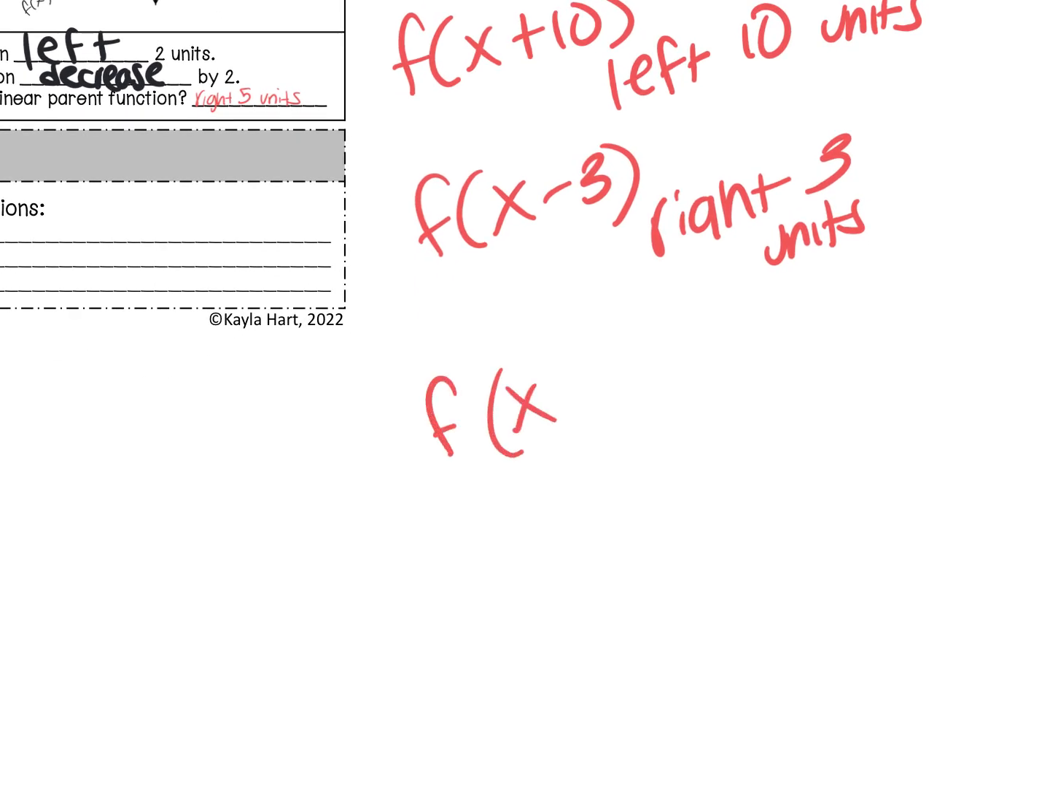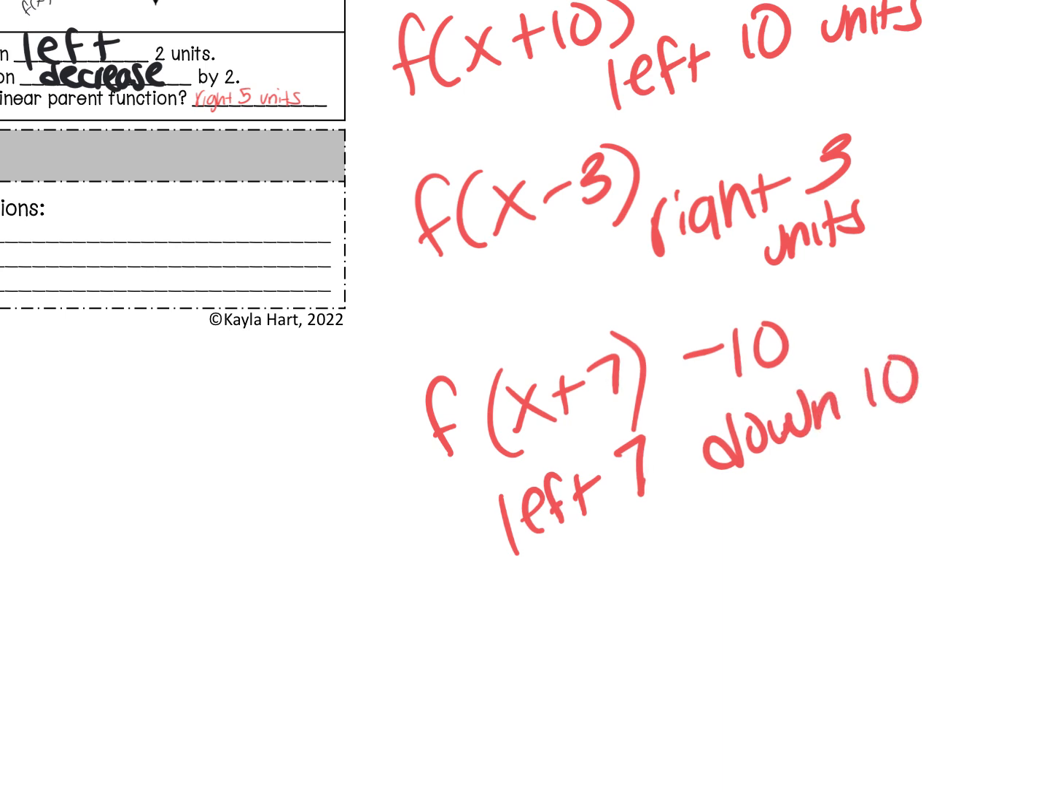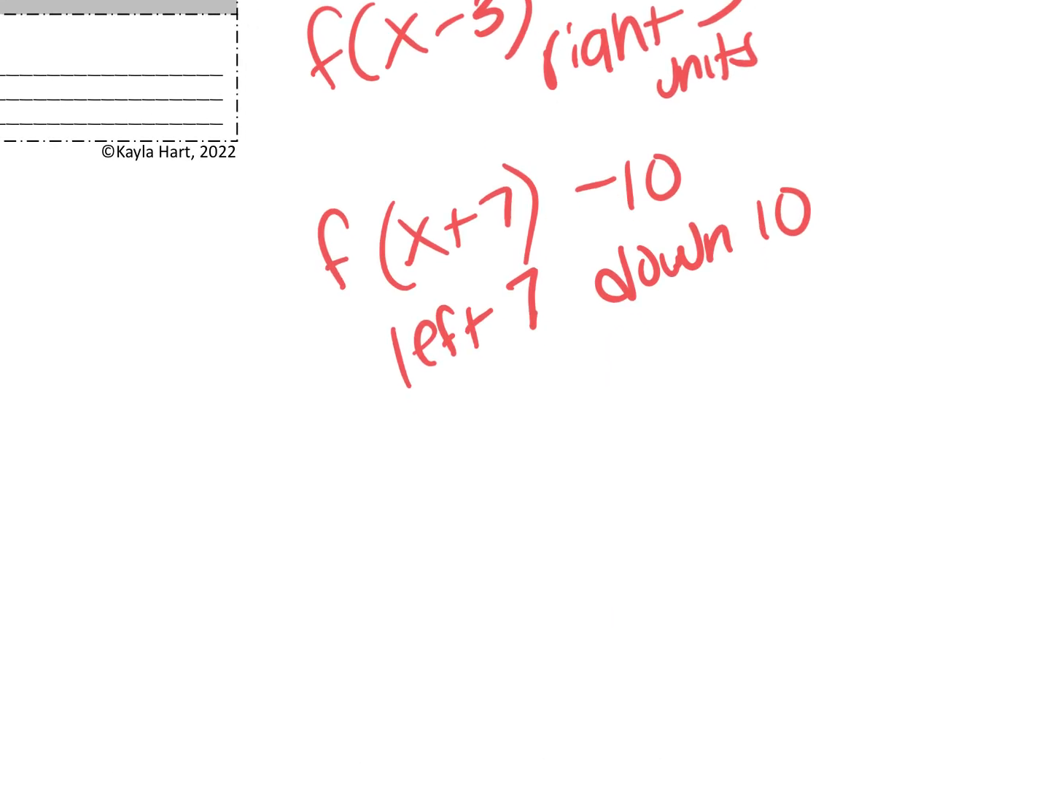Now, let's mix it up. F of x plus 7 minus 10. There's 2 things that happen to the function. It does 2 things. So we go left 7 and then down 10. Oh, down 10. Let me give you an example.